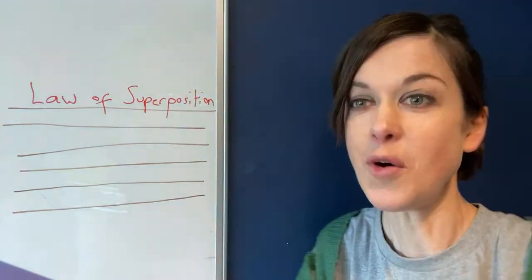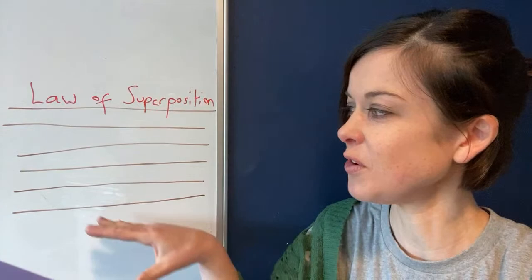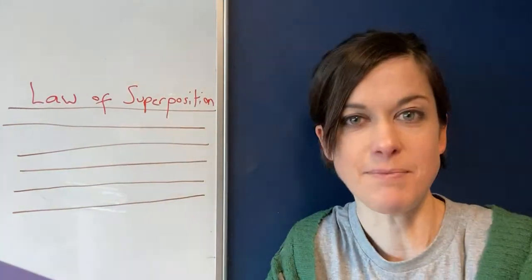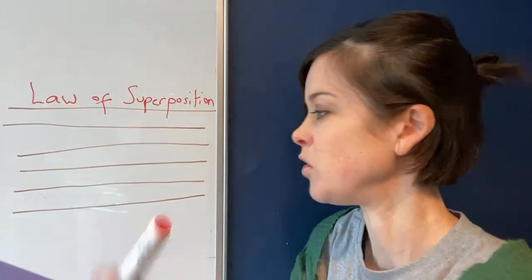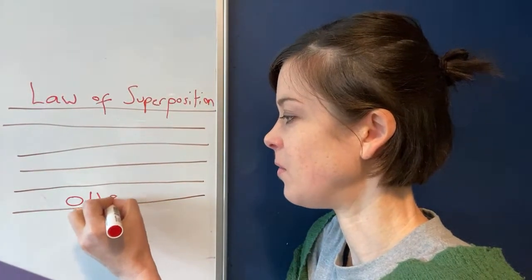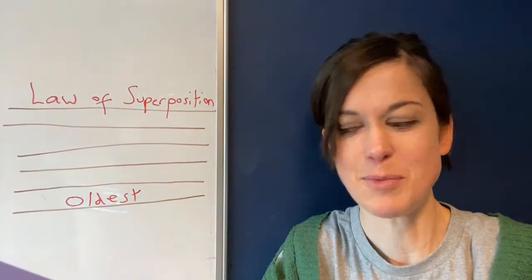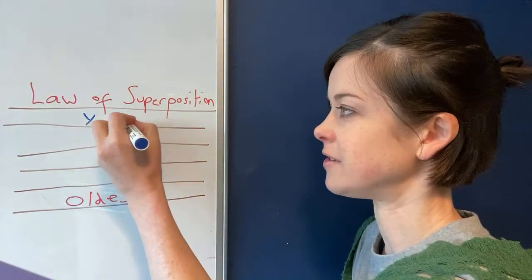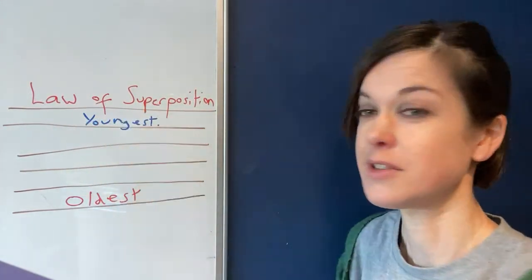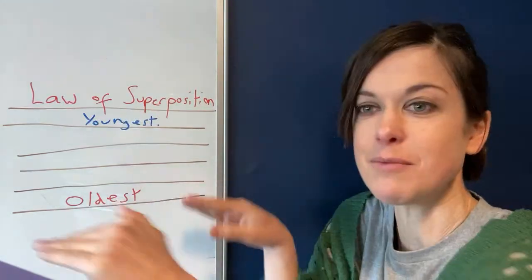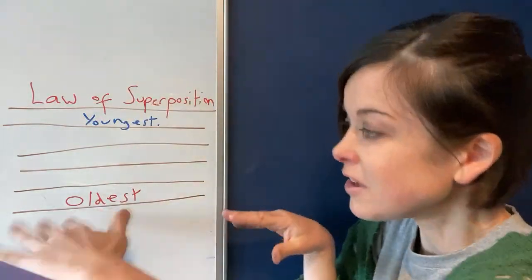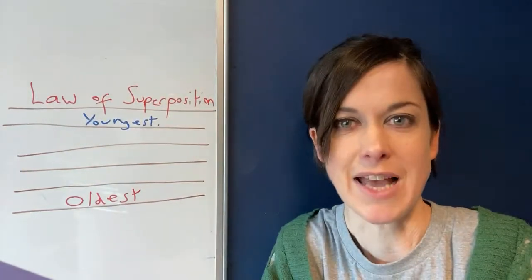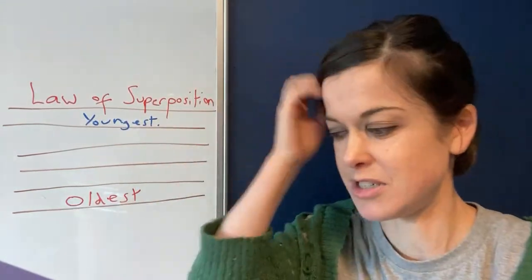Superposition. The law of superposition is, if you're looking at a cliff face with loads and loads of different layers of rock in it, the rocks at the bottom were put down first. The rocks at the bottom are the oldest. The rocks at the top are the youngest. There you go. Someone did have to think about that and discover that. So as the sediment was lying down, obviously this sediment at the bottom got there first and piled up and up over time, and the one at the top was put down last. The law of superposition, remember it, comes up at geology GCSE.